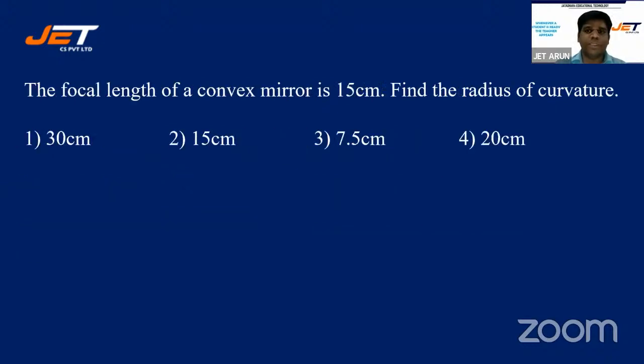The focal length of the convex mirror is 15 centimeters. Find the radius of curvature: 30, 15, 7.5 or 20. Let me just check the response. Focal length he has given, students. You know the formula, F is equal to R by 2, or R is equal to 2F.